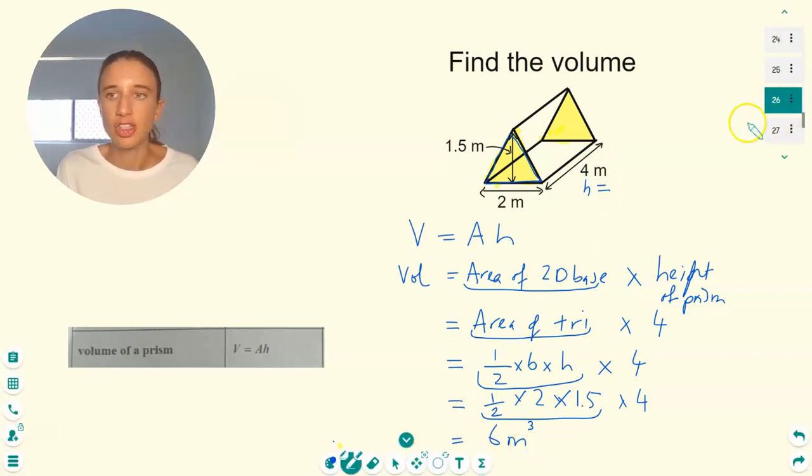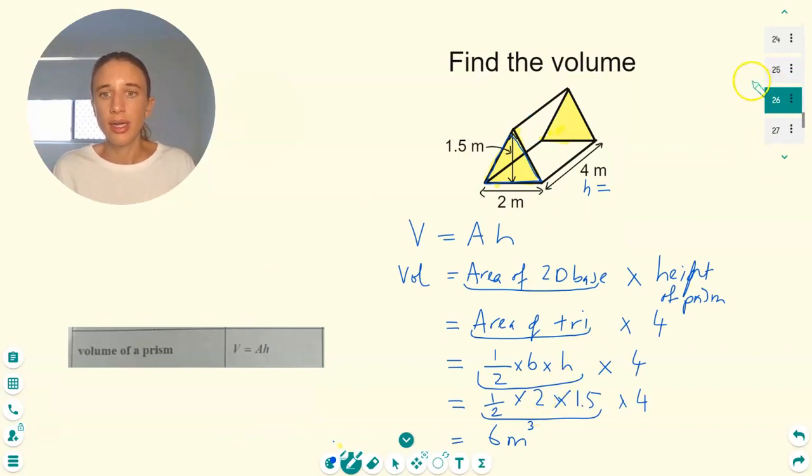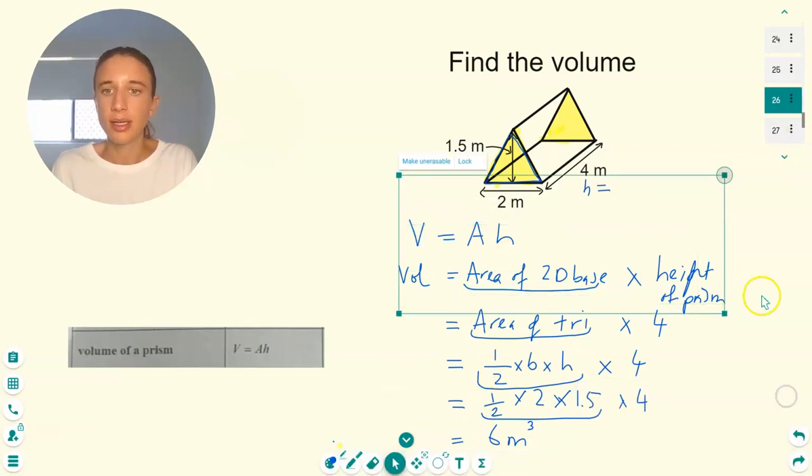Okay, now let's check out this. What is this? Weird, we haven't seen anything like that. But we know how to find the volume of any shape. We've got our formula here. So I am going to drag this over again.